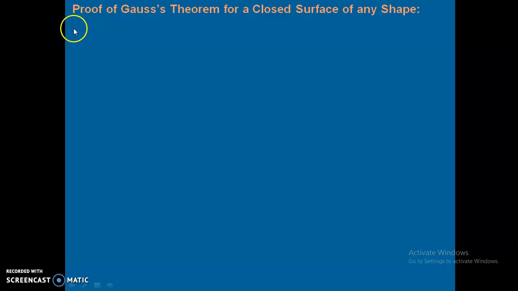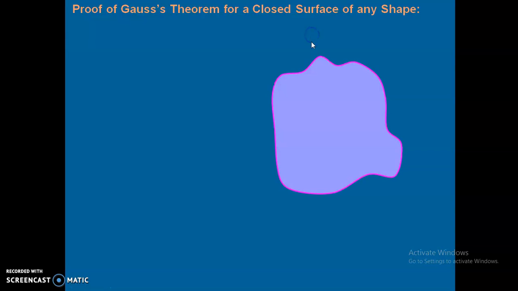Now we are going to prove the Gauss theorem for a closed surface of any shape. Before this slide we had a spherically symmetric surface. Now we are going to take any shape, any random shape like this. You can see this is a random shape.